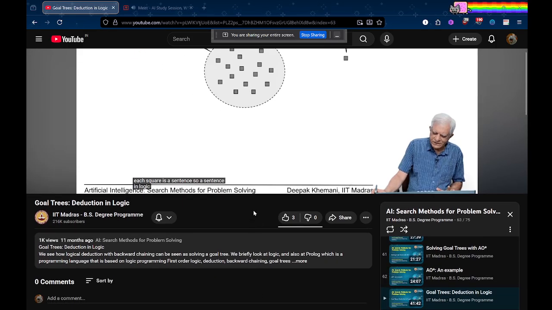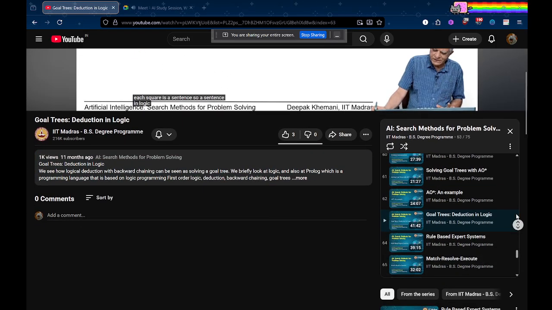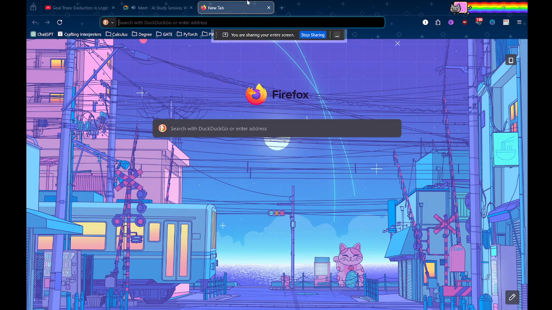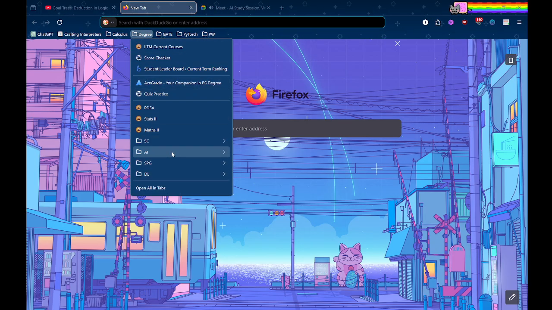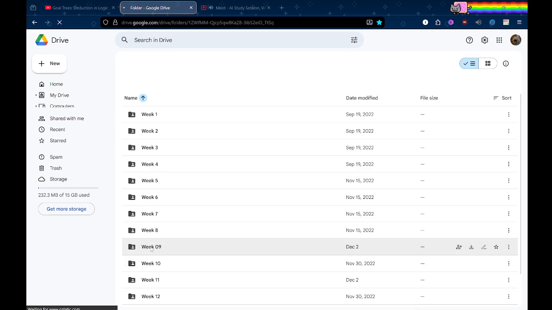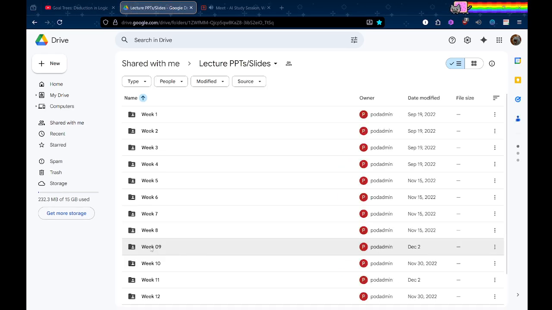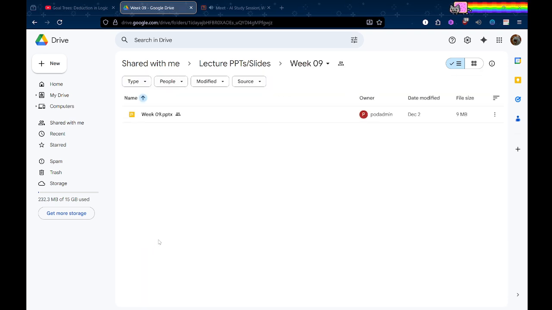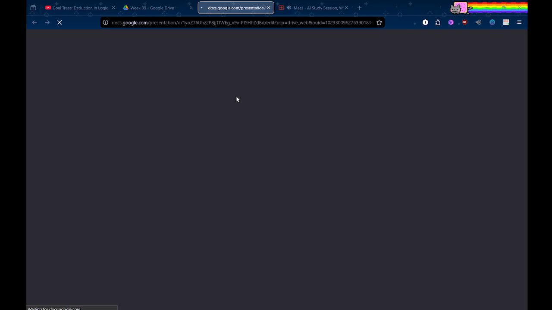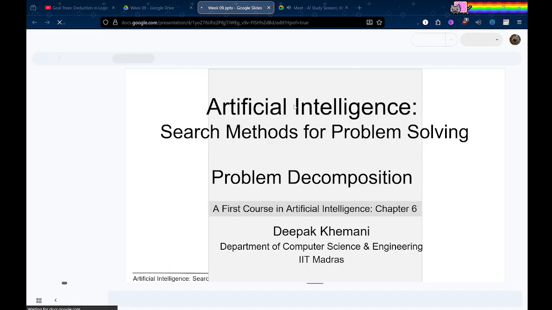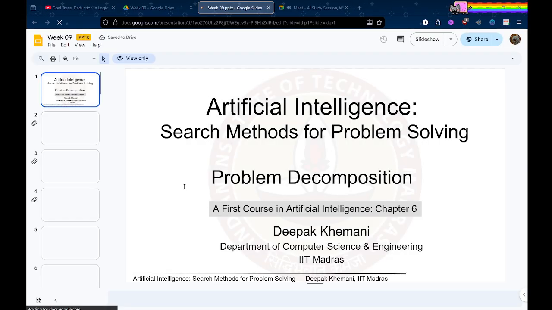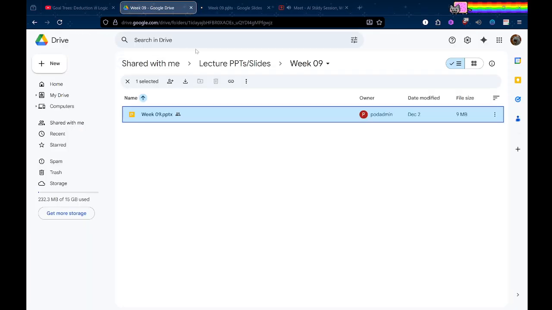Okay, so week 9 is all about GraphPlan and AO*, right? Yeah, I think AI slides and GraphPlan. There's this one thing for GraphPlan that you need to keep in mind, and that is mutex relationships and the four conditions for that. This is problem decomposition. It's not here, right? It's in week 8.